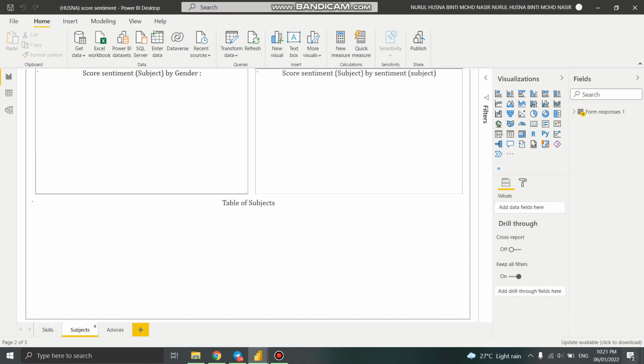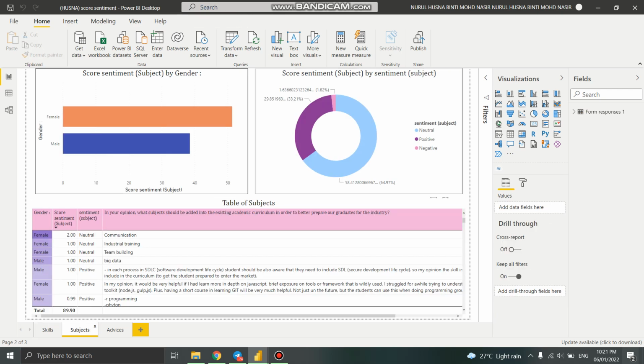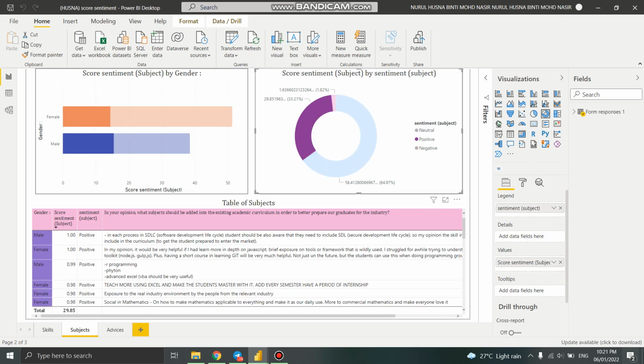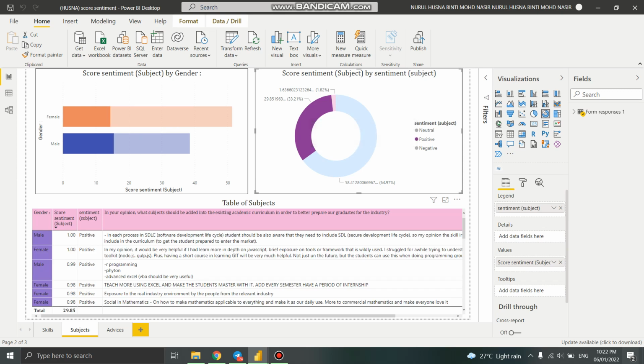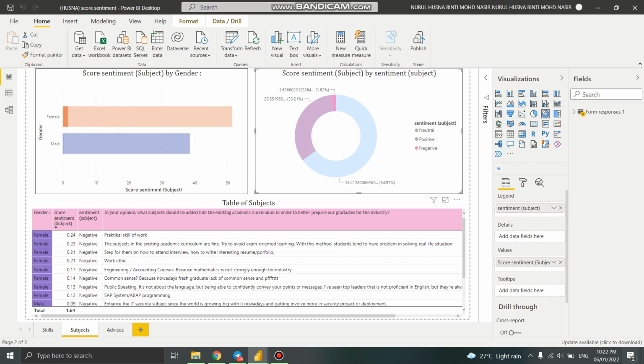Next is score sentiment for subject. The sentiment for subject is more neutral than positive, and negative has the least sentiment score.